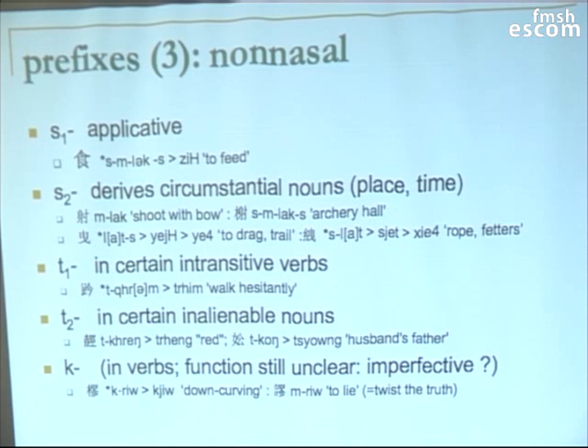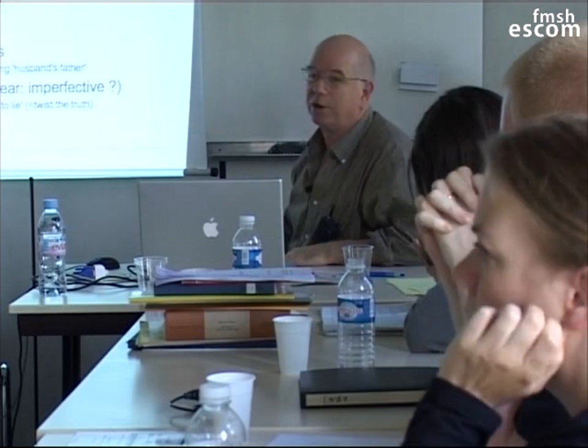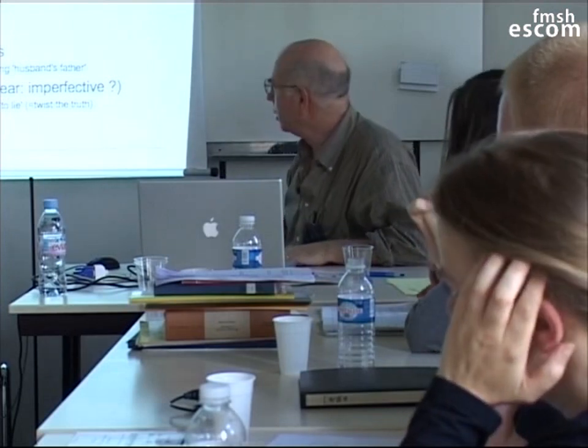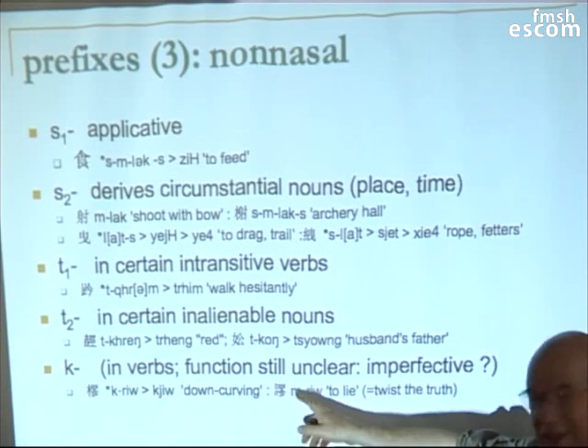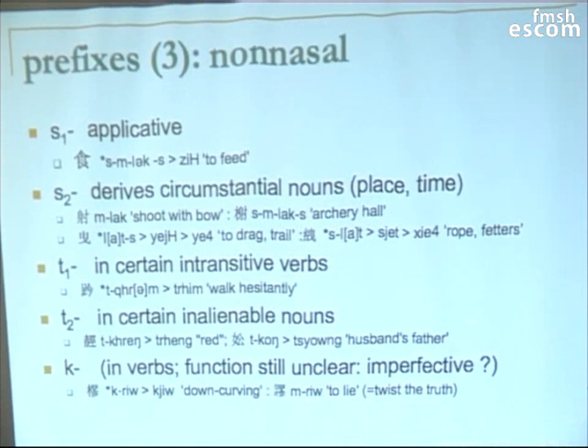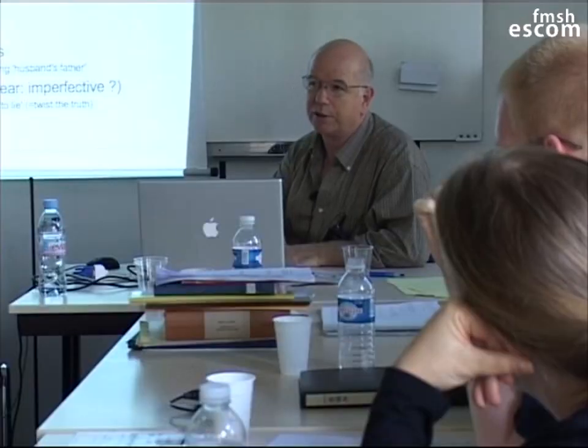To the south, there is a tree with down curving branches, and we believe this form, jiu, contains the same root as this word, miu, to lie, which is to twist the truth. And notice that means it's to twist the truth intentionally. Okay? So we think that K over there is a prefix, some kind of verbal prefix.